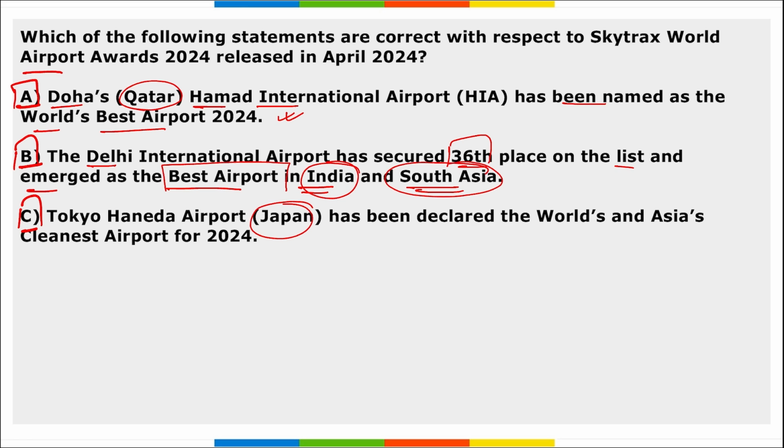Then Japan's Tokyo Haneda Airport has been declared the world's and Asia's cleanest airport for 2024. All these are important, and this was the Skytrax World Airport Awards for 2024. The award ceremony was held at Passenger Terminal Expo in Frankfurt, Germany on 17th of April.